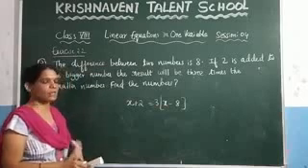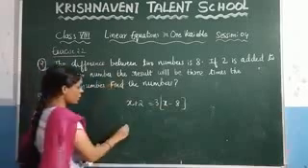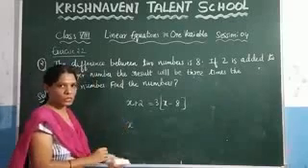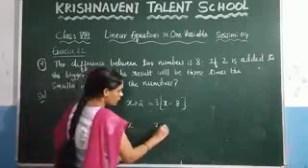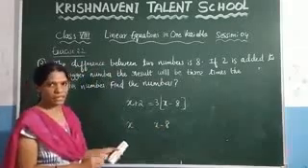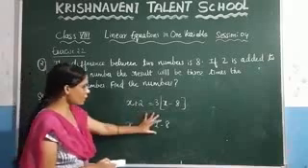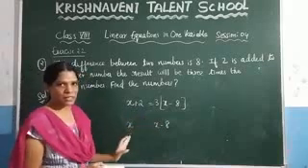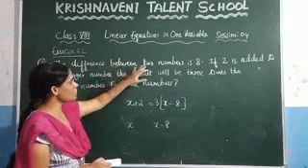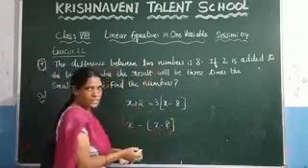What is the condition they have given here? The difference between the two numbers is 8. Now, if you consider one number as x, what will be the other number? Which is nothing but x minus 8. You can check whether you are getting the result as 8 or not. We took the two numbers as x and x minus 8, and they have given that the difference between these two numbers is 8. Let us check whether we get the result as 8.